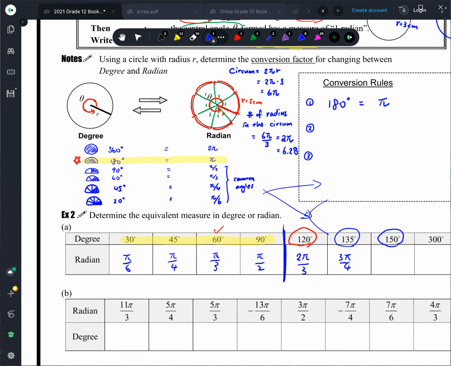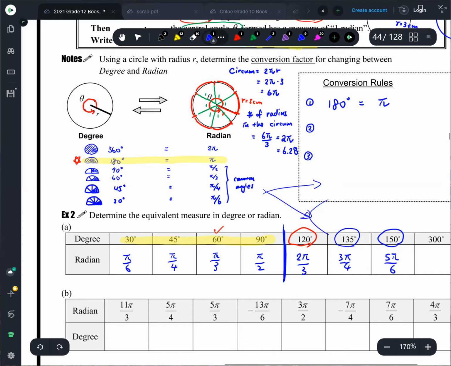30. Okay, how many? 5 of them. So the radian will be 5 pi over 6. Yes. Okay, got it. Anyone else have questions? How to get the radian?